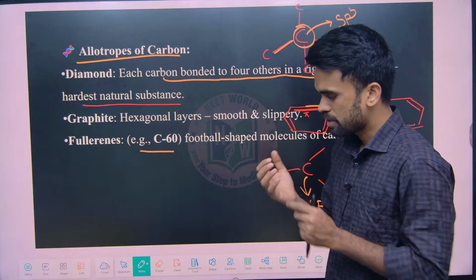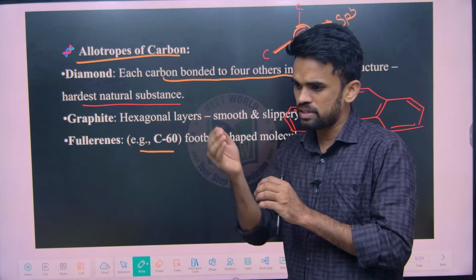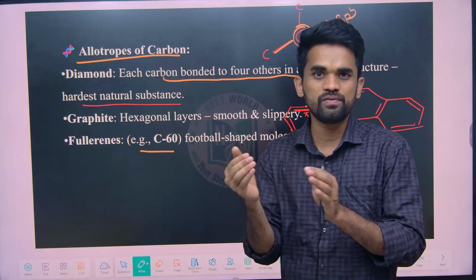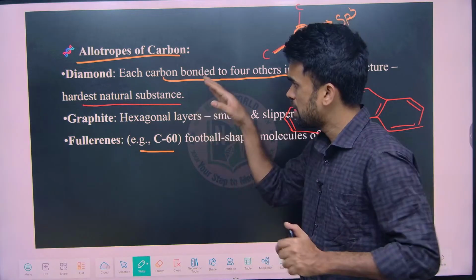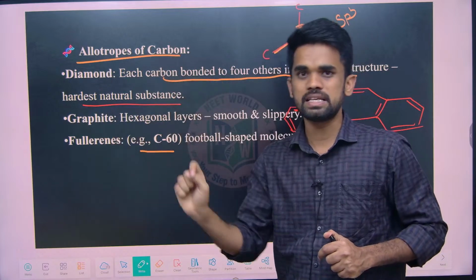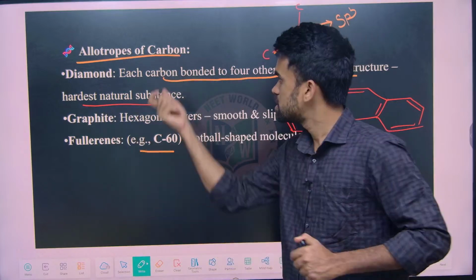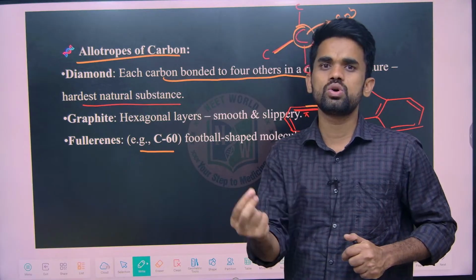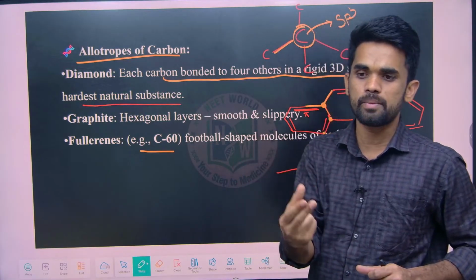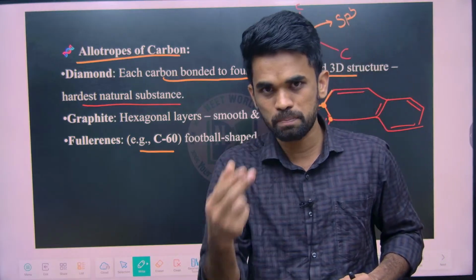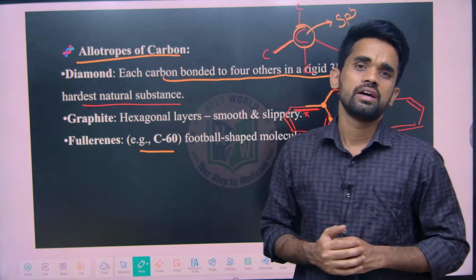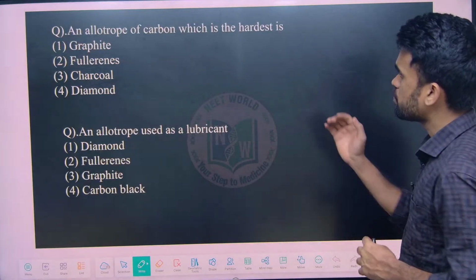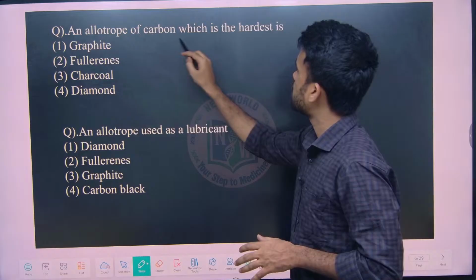I just wanted to connect your 10th as well as 11th chapter concepts so that you will feel it is easy to understand. That's why I am discussing the basics of class 10th. These things you already studied in class 10th, right? So now what you need to do is go through those pages, like carbon and its compounds, open the book and have a look at it so that you will get some clarity. Now, an allotrope of carbon which is hardest.